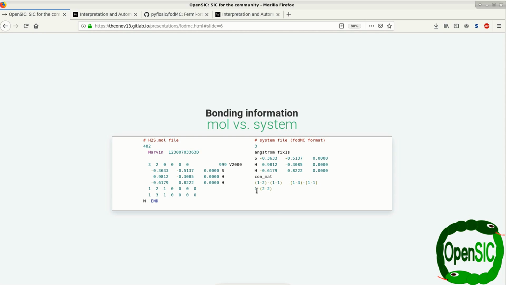Also, specifying lone FODs is done by providing the atomic index and in parentheses the number of up and down FODs in the lone region. In general, the FODMC generates single bonds automatically, so you as a user do not have to worry about it. And also the lone FODs are generated automatically, but you should always check that the generated guess makes sense.